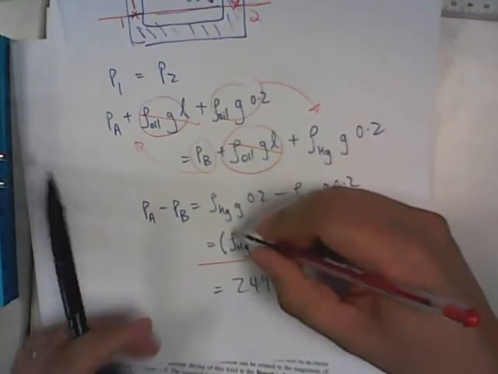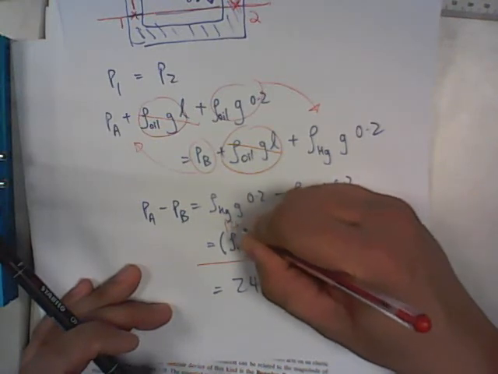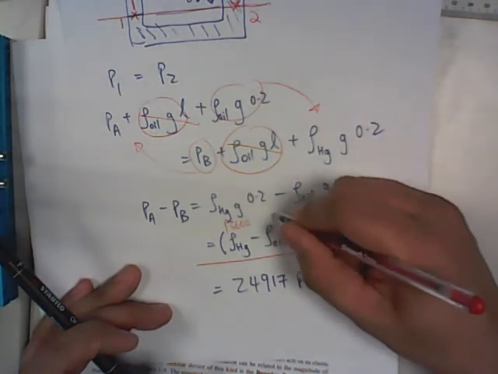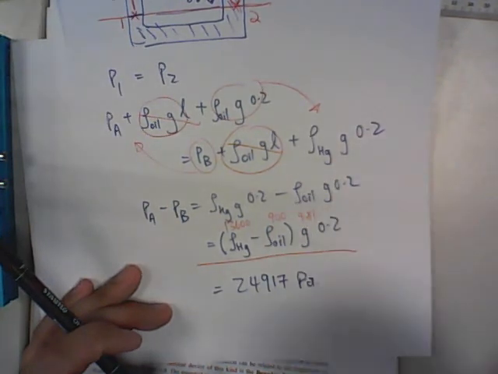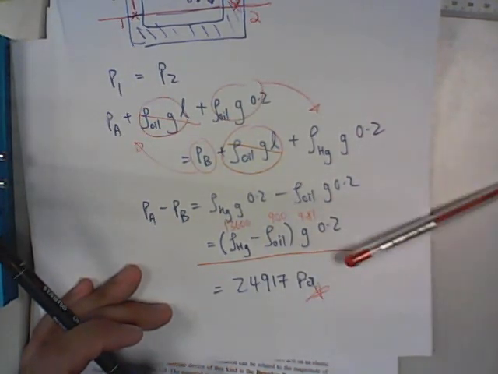Okay, go ahead and try it out. Put this mercury value is 13,600 and this oil value is 900. This is 9.81. You should be able to get this answer.